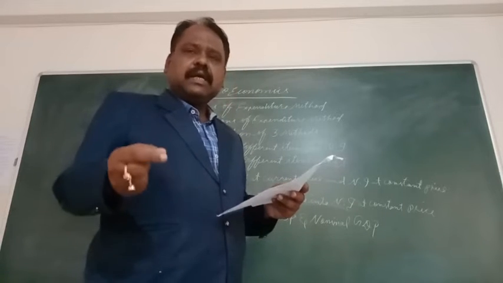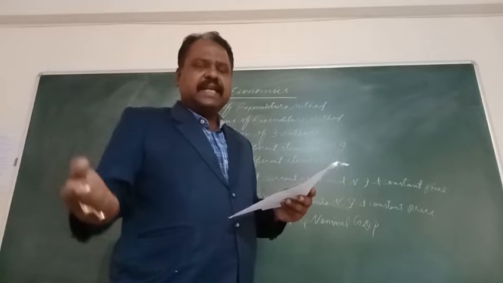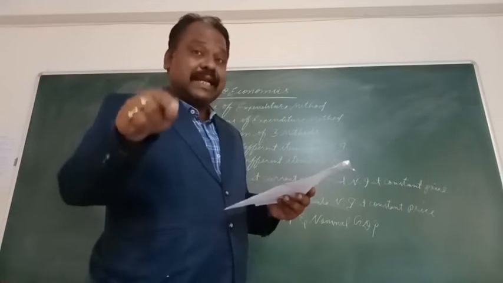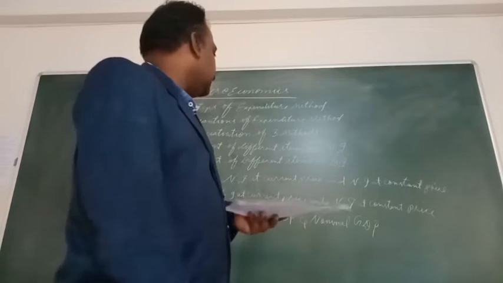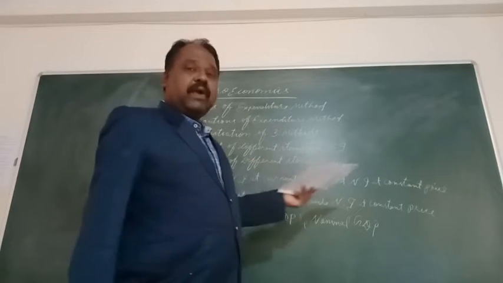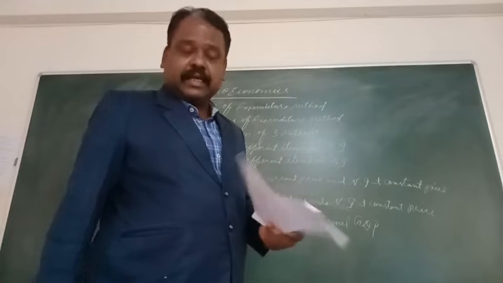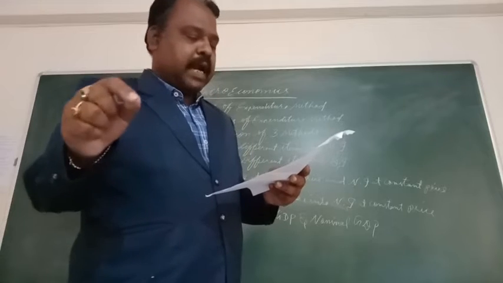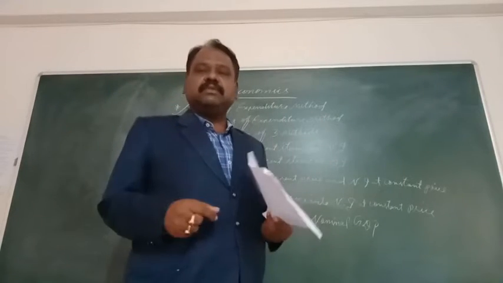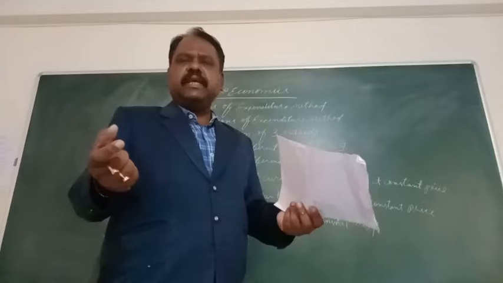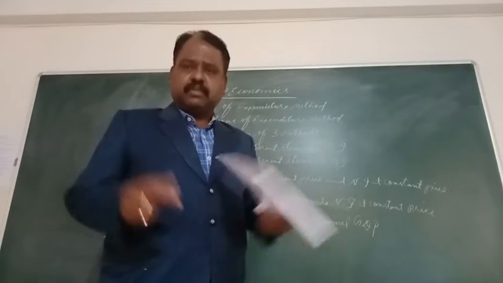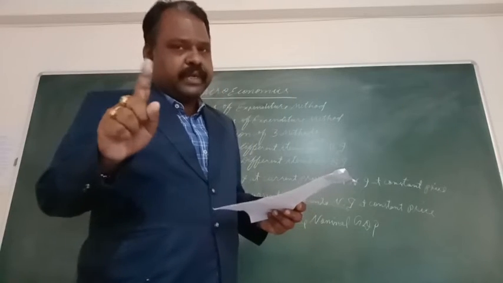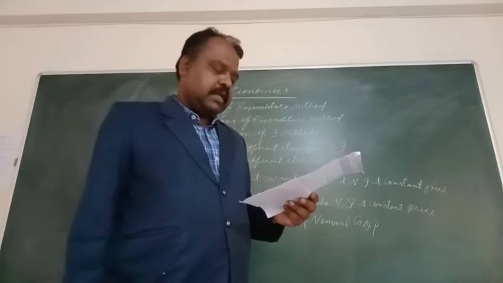Third, when we are spending some money on second-hand goods, that expenditure also should not be included while computing national income. Next, expenditure on own account production, meaning production for your self consumption. Suppose you are producing something for your own consumption, not for sale. That also should not be included in the national income.